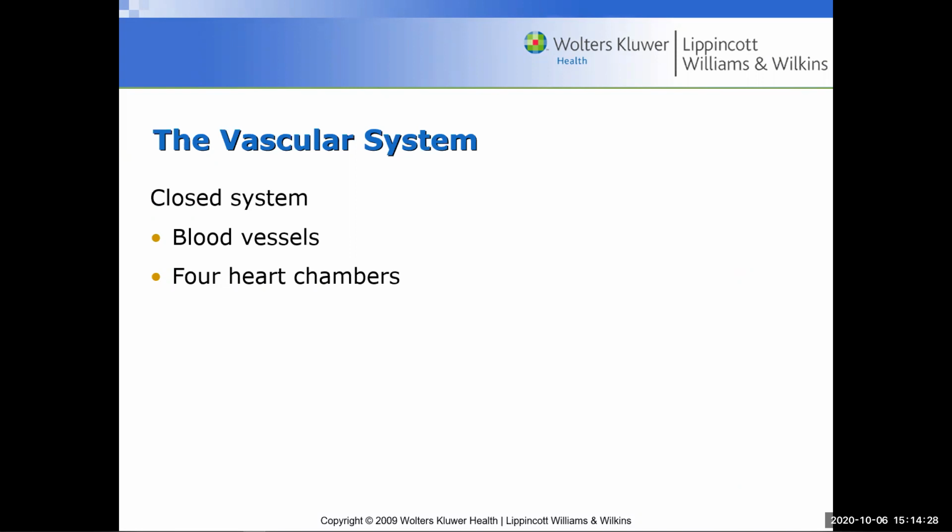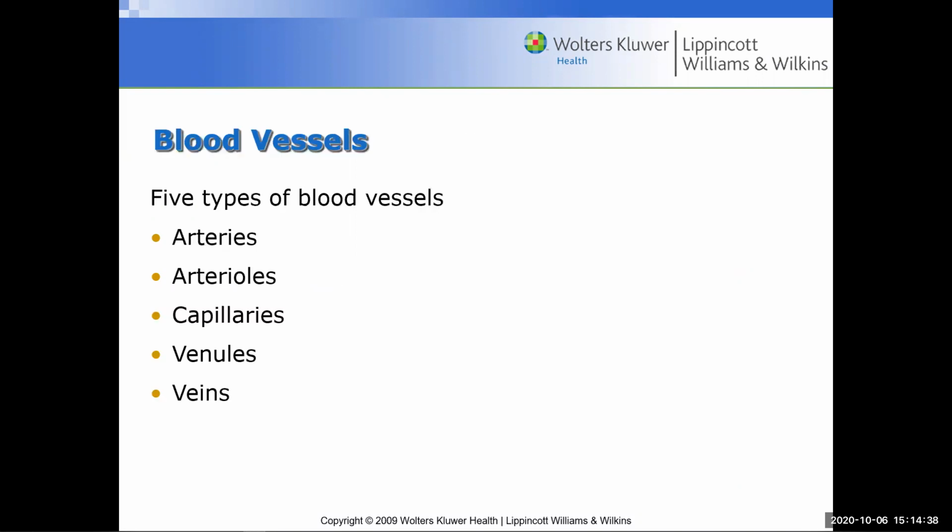So in terms of the vascular system, it's a closed system involving the blood vessels and, of course, the four heart chambers, the two atria and the two ventricles. They are associated with the circulation of blood, the blood moving through the heart, and it's pumped out through the major artery, the aorta, and returned via the vena cava, superior and inferior ones. So let's have a look at these blood vessels.